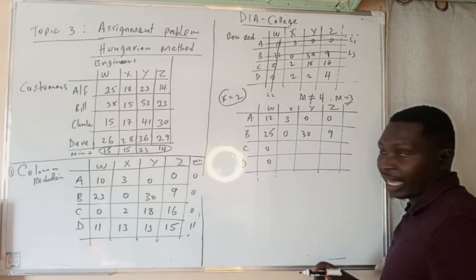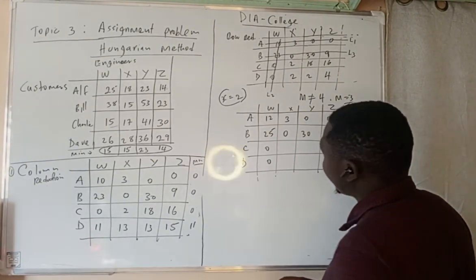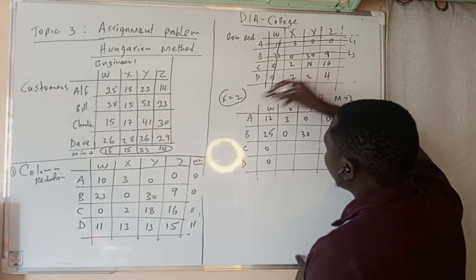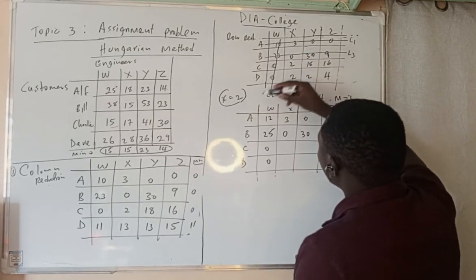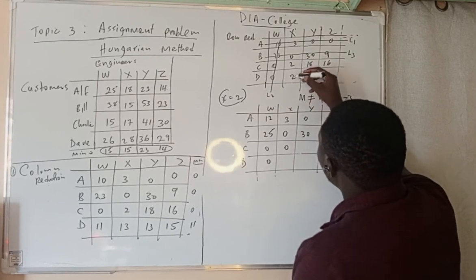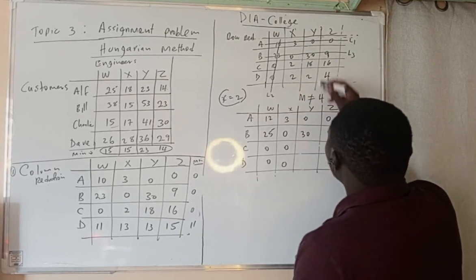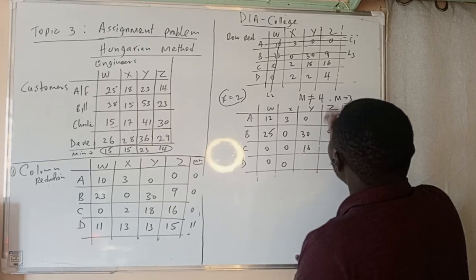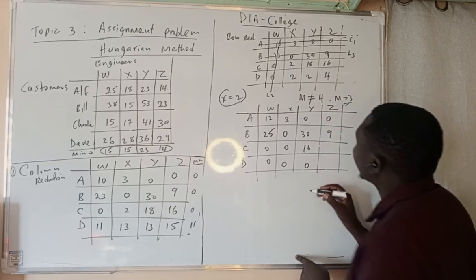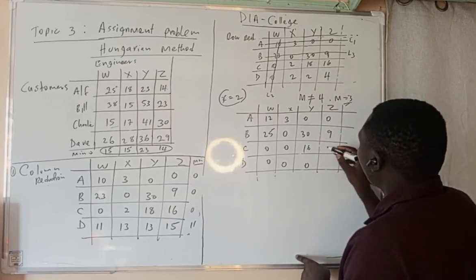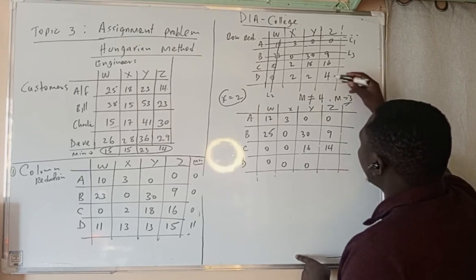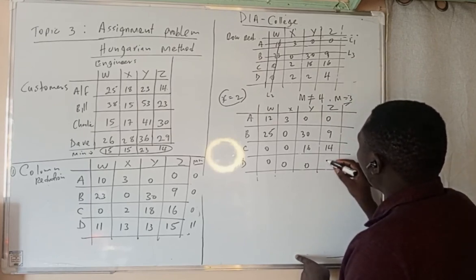Now for the values which are uncovered, we subtract this 2. So we come here, 2 minus 2, 0. 2 minus 2, 0. 18 minus 2, 16. 2 minus 2, 0. Then I have 16 minus 2, I have 14. Then 4 minus 2, I have 2.